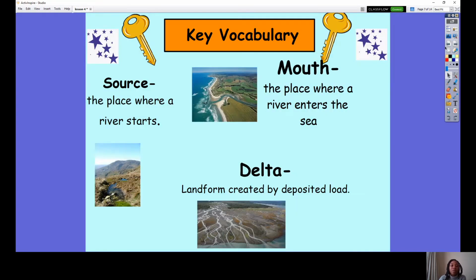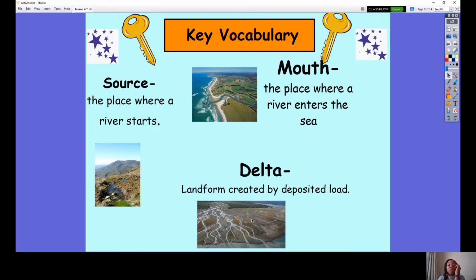So here is some key vocabulary that we are going to be using today. The first one is source. A source is the place where the river starts. We also have mouth, which is the place where the river ends, and the river ends by entering the sea. So you can see here the river comes, this is in its lower course, and it meets the sea, and that's where the river ends. So the source is where it begins, the mouth is where it ends and meets the sea.